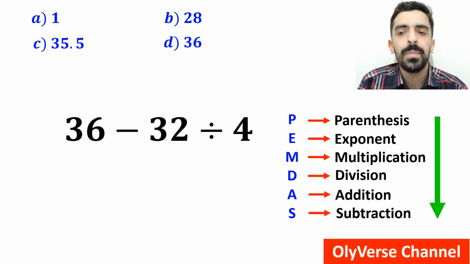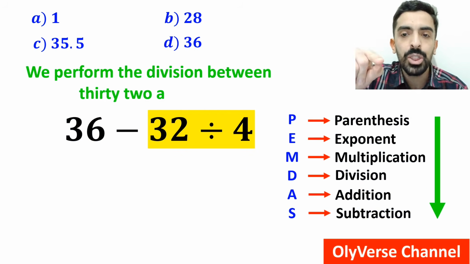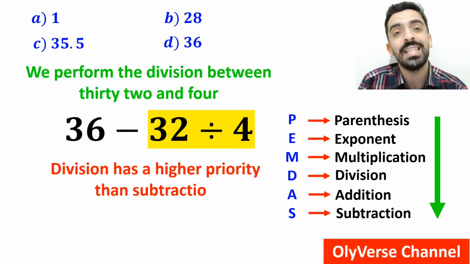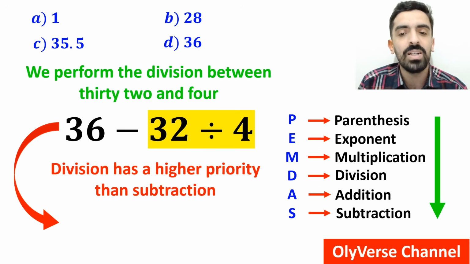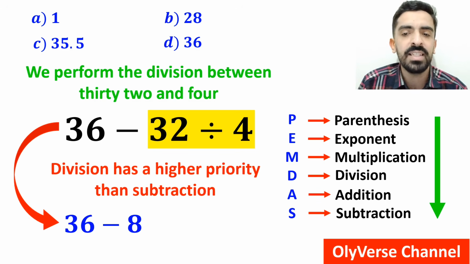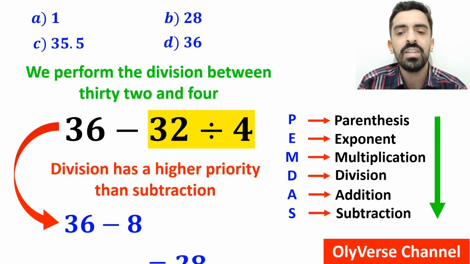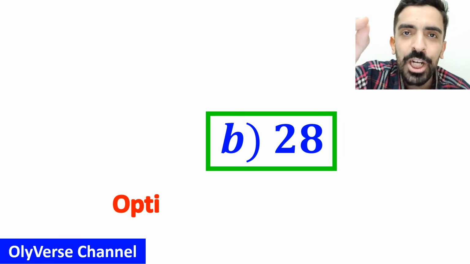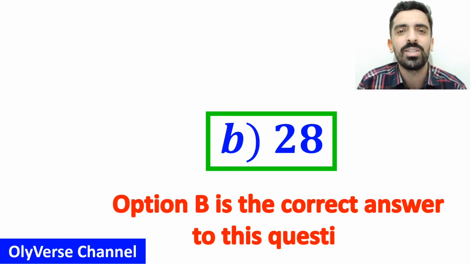And the final step, we perform the division between 32 and 4, because division has a higher priority than subtraction. So, this expression simplified to 36 minus 8, which finally gives us the answer 28. That's great. Option B is the correct answer to this question.